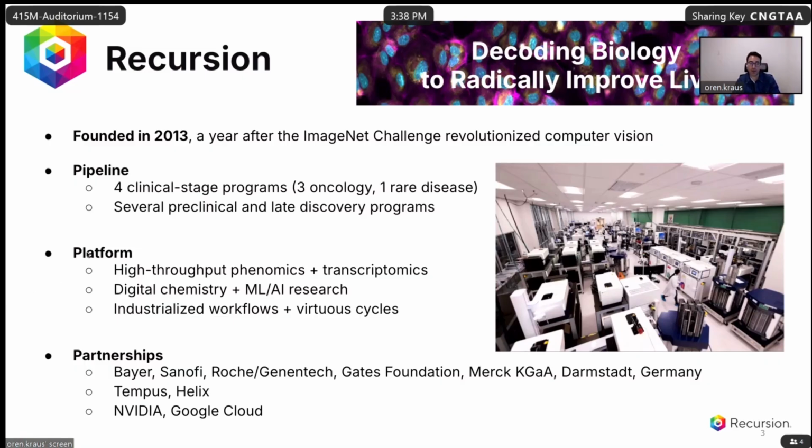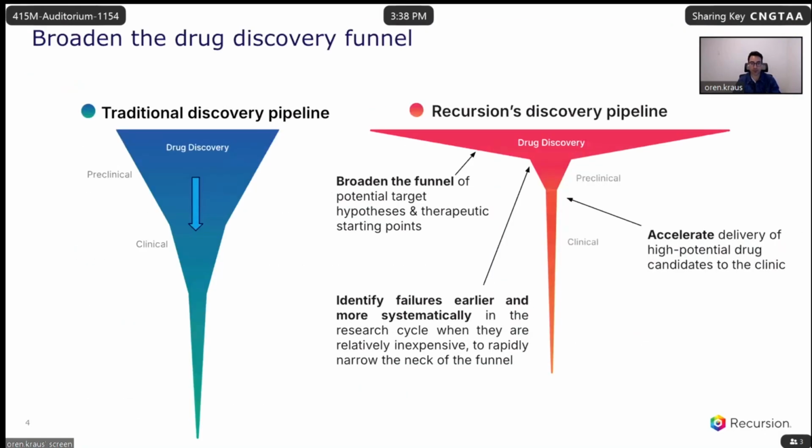And currently we have 4 clinical stage programs, 3 in oncology and 1 in rare disease, and partnerships with leading tech companies like NVIDIA and Google, as well as leading biopharma companies like Sanofi and Roche Genentech.